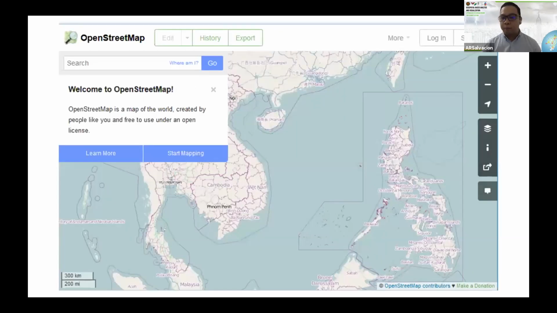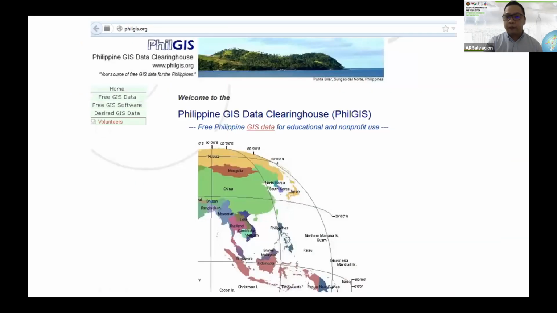Okay, so this is the OpenStreetMap data. These are the data that are available for the entire globe. As long as there are volunteers who want to map, they could submit their data sets here. Okay, there's also fieldgis.org, but I think at the moment the website is down or been hacked.